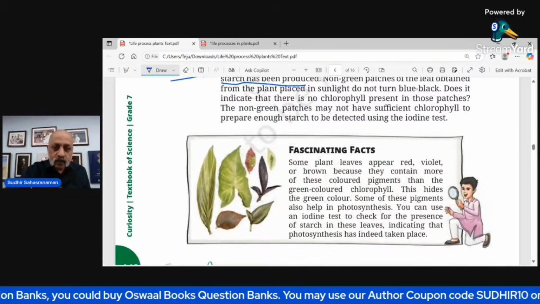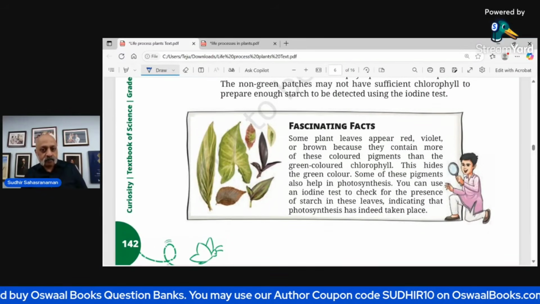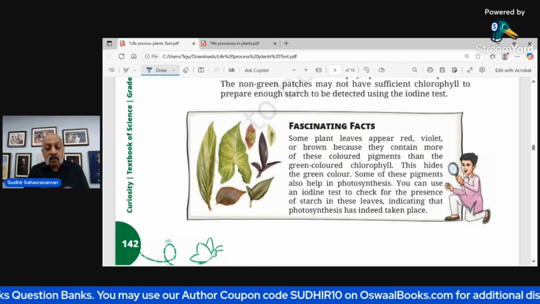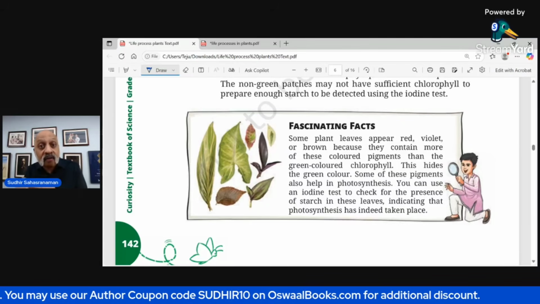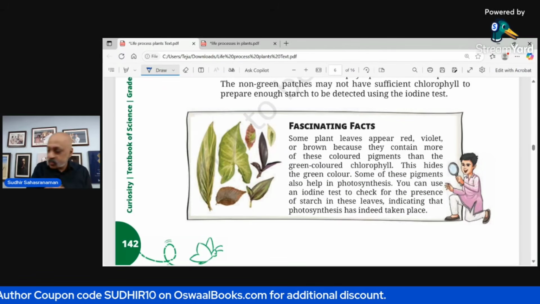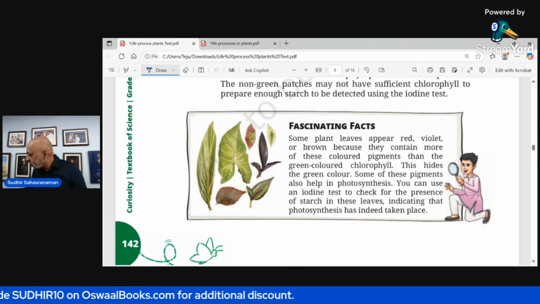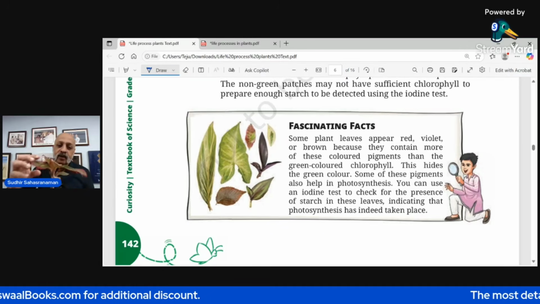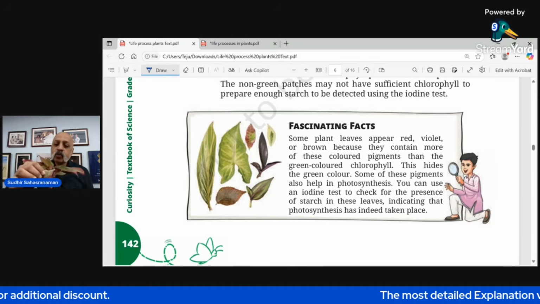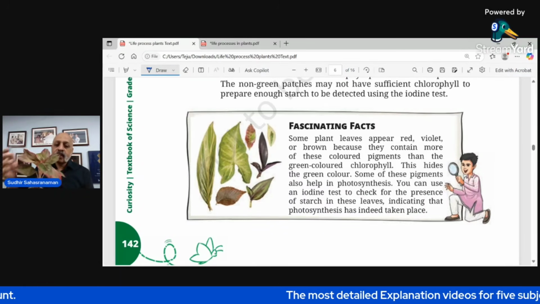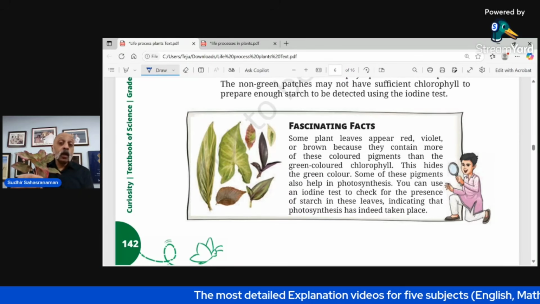Now, there is an interesting fact that there are some plants whose leaves actually appear red, violet, or brown. Have you seen a plant like this? I've got it for you. Now you see this particular plant from my garden. You see this one has parts of it which are non-green in color.